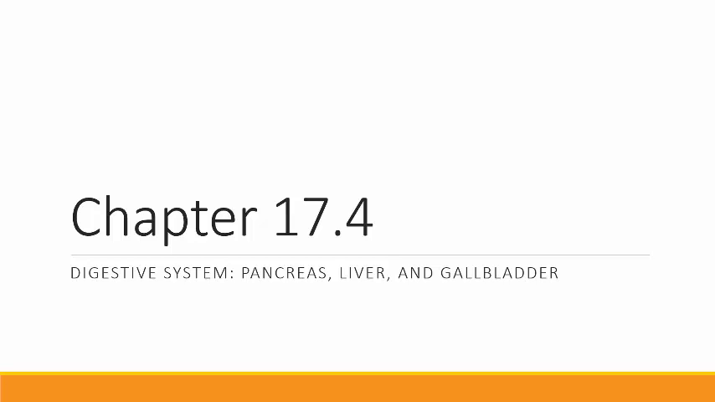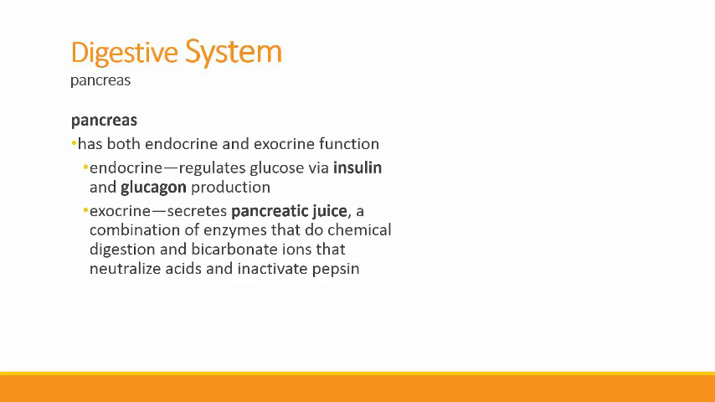Alright, so in this video we're going to talk about some of the accessory organs of the digestive system. So we'll be looking at the pancreas, the liver, and the gallbladder. So here we go. The pancreas is a gland that has both an endocrine and an exocrine function.